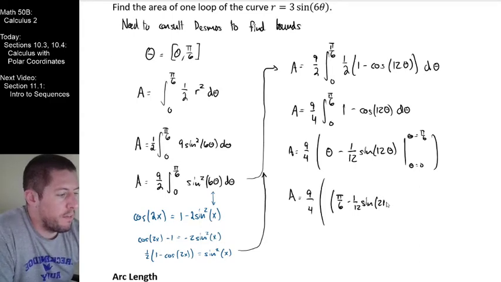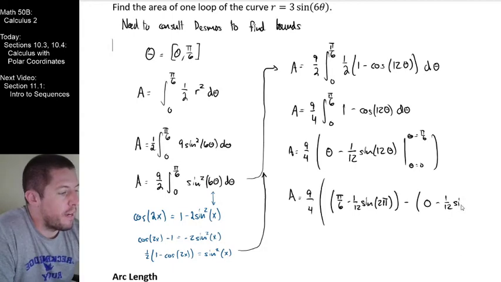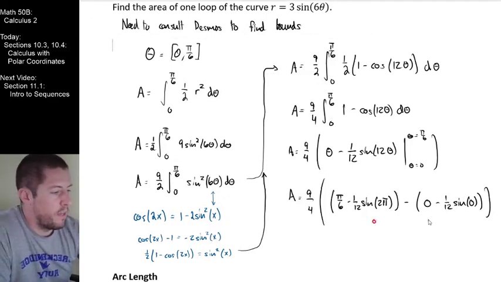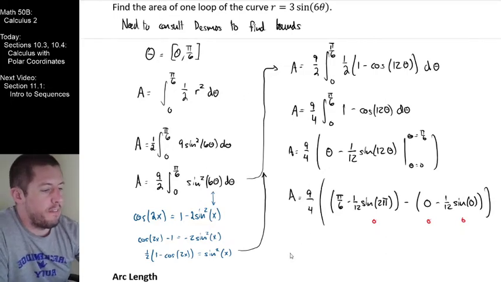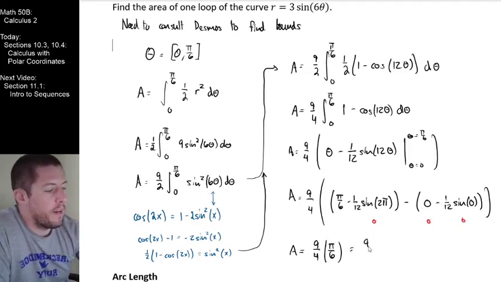That's actually a really convenient value for me. And even further, the sine of 2 pi is a really convenient value for me. Minus, plugging in 0, I'm going to get 0 minus 1/12 the sine of 0. Well, sine of 0 is the same as sine of 2 pi, that really easy value. So you should notice real quickly that this is 0, 0, and 0 for those three values. It looks like the only term that survived the evaluation of my integral was the pi sixth. So I'm getting 9/4 times pi sixth, and therefore 9 pi 24ths is the area of one loop.